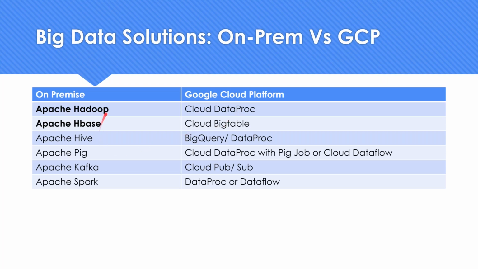Similarly, Apache HBase, which is in the open source world. If organizations are using it, we know Apache HBase was a contribution from Google. They have a managed version of it called Bigtable, which we have already covered in our storage class.